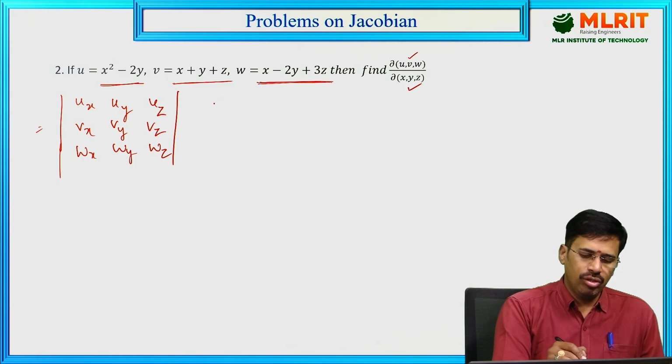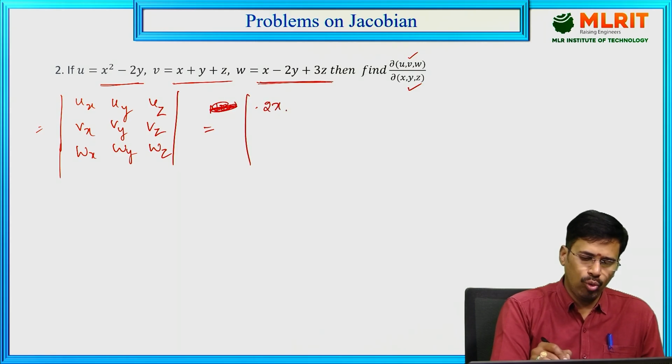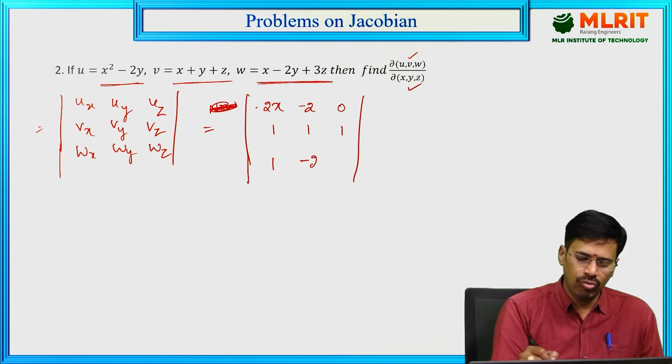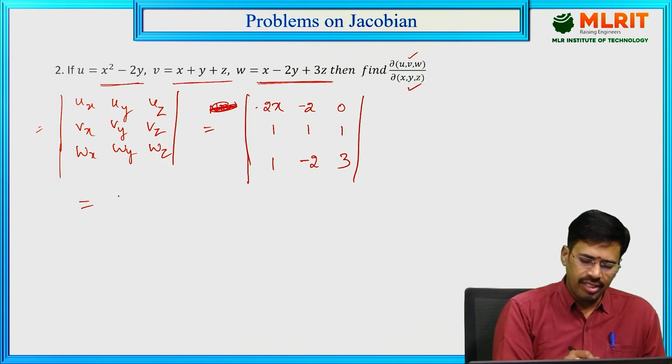So what is ∂u/∂x? Let us write ∂u/∂x is 2x, ∂u/∂y is minus 2, and ∂u/∂z is 0. Next, ∂v/∂x is 1, ∂v/∂y is 1, ∂v/∂z is 1. Next, ∂w/∂x is 1, ∂w/∂y is minus 2, ∂w/∂z is 3. So let us find the determinant of this.